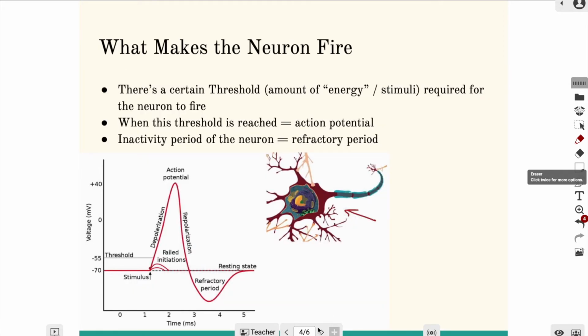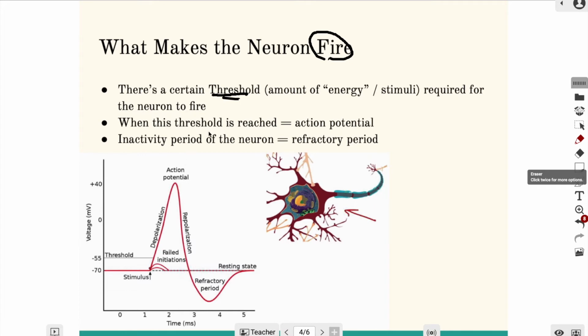Okay. So we know what the structure of the neuron is, but what makes the neuron fire? That's the key. What makes the neuron able to shoot its signal and to transmit its signal? Well, the first thing we have to consider is that there is a certain threshold, okay? Now this threshold is basically the amount of energy, or the amount of stimuli, required for the neuron to fire. So when we reach a certain amount of energy or level of stimuli, the neuron basically charges up, and then boom, it hits that signal across the axon to the terminal branches.